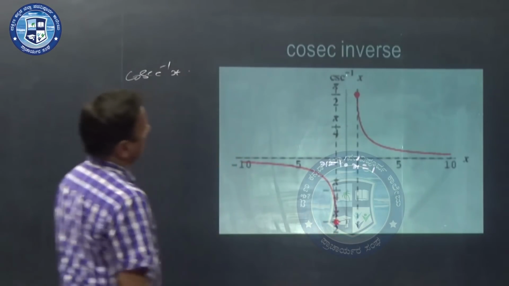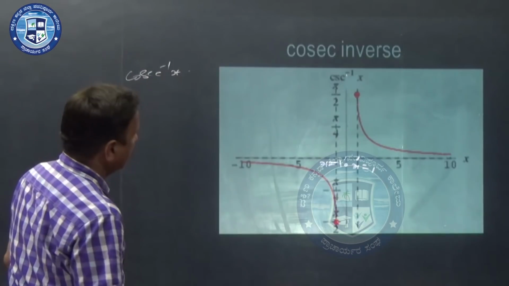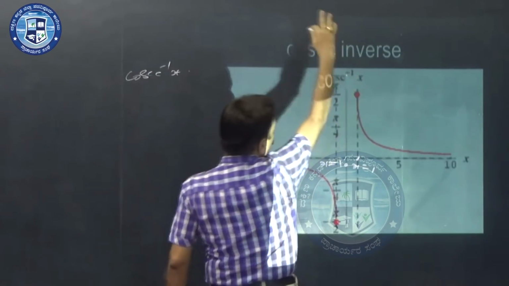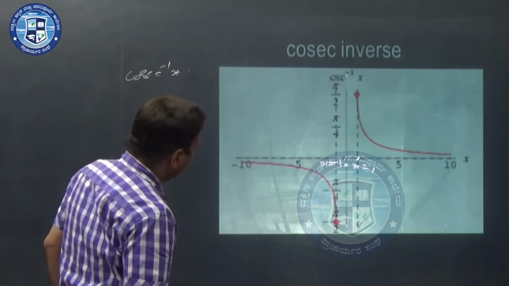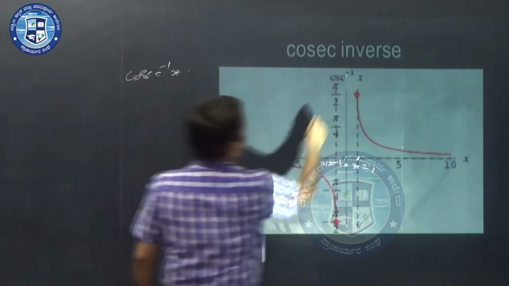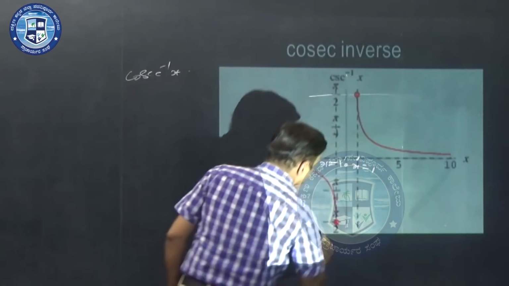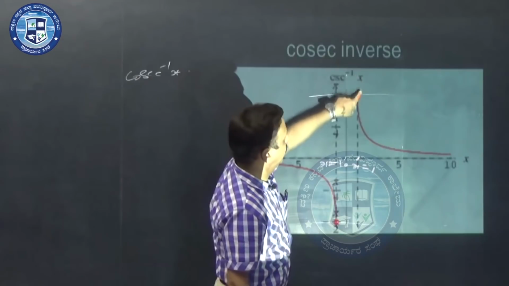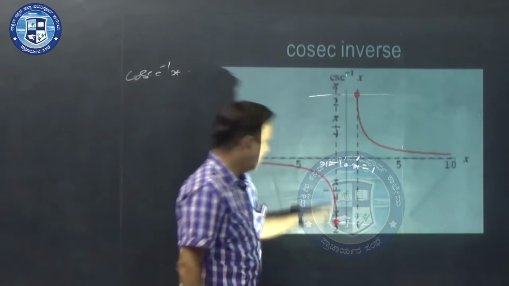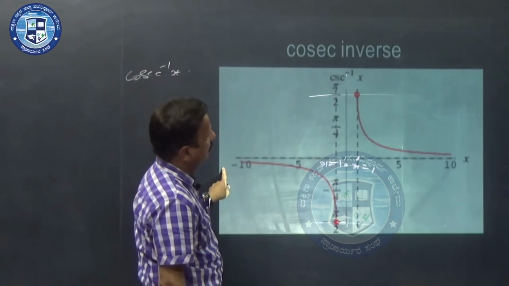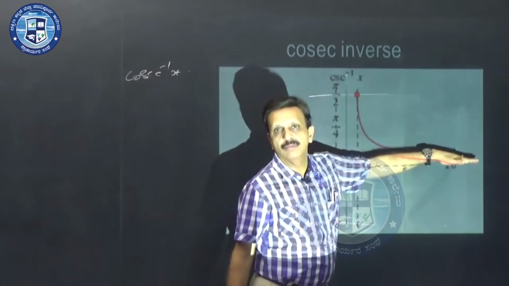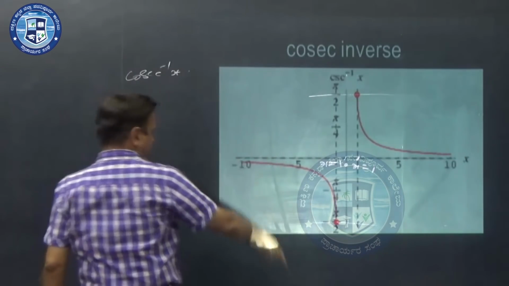And if you consider the range, you find that it can take any angle. Cosec inverse can be any angle between what and what? The highest value is pi by 2, and this is minus pi by 2. The entire graph starts from here, not beyond that. It is like this and it is like this. Which clearly says that it can take any angle between minus pi by 2 and plus pi by 2, but it cannot take 0.